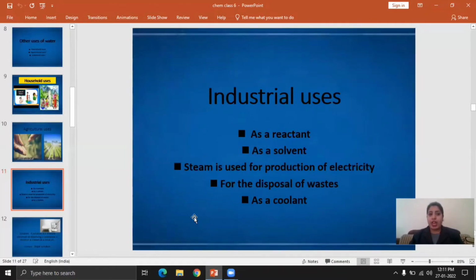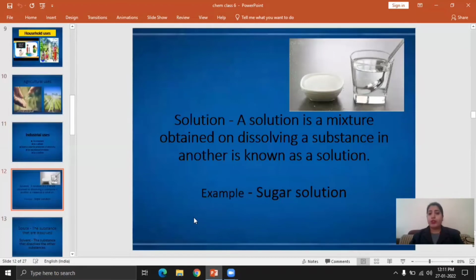The next point we have is a solution. So what is a solution? A solution is a mixture which is obtained on dissolving a substance into another. For example, you dissolve sugar into water. You will get a sugar solution. So when you dissolve sugar into water, you will get a sugar solution.